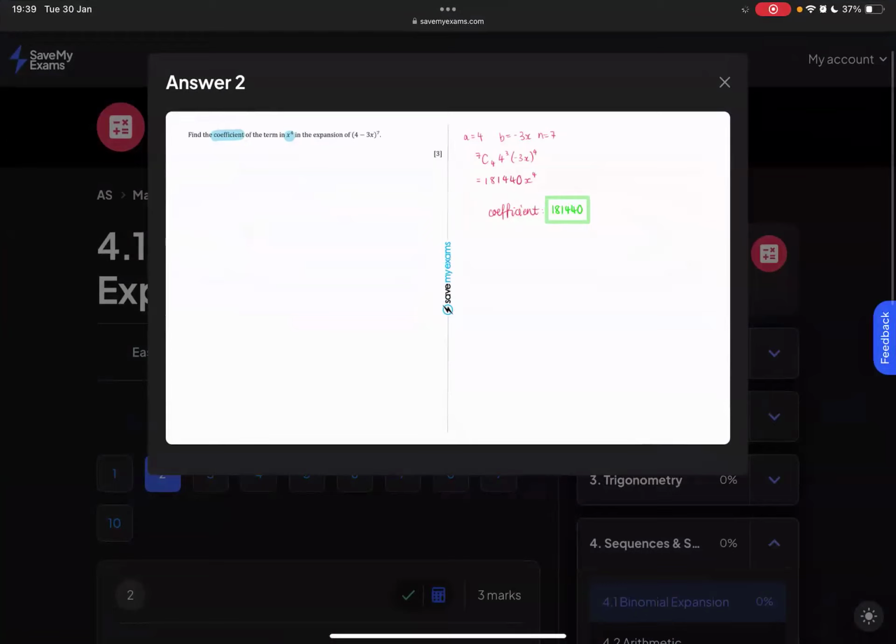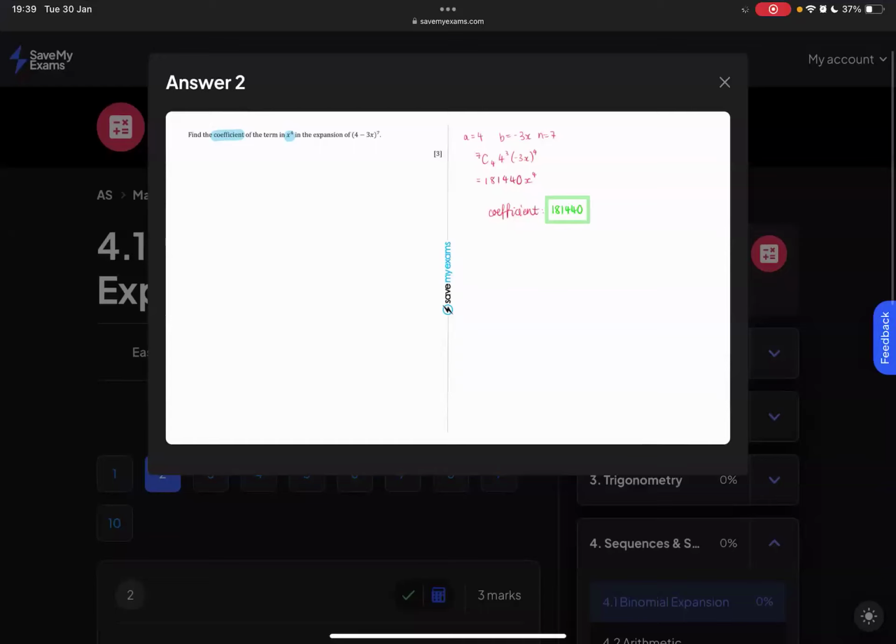Find the coefficient of the term in x to the power 4 in the expansion of (4 minus 3x) to the power 7. Why have you taken 4 to the power minus 3? It's 4 to the power 3, not minus 3. So this is not me, this is just the answer that they gave. This is how they got this answer. This is the correct answer.